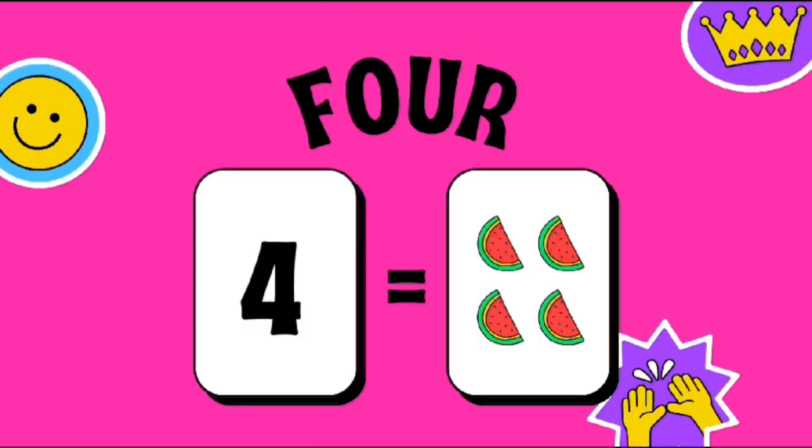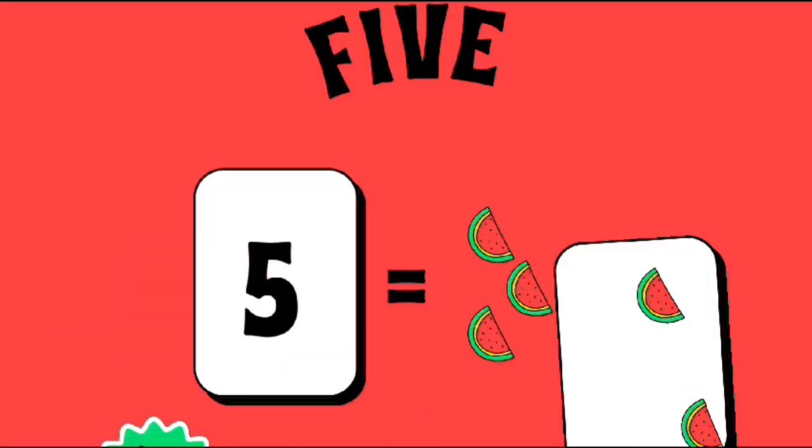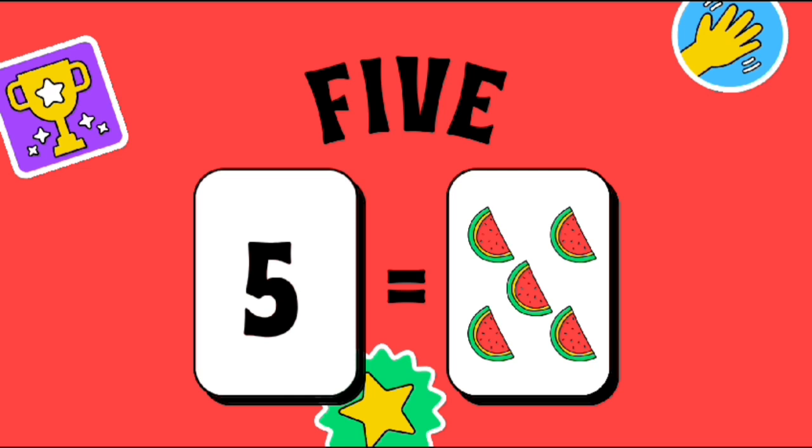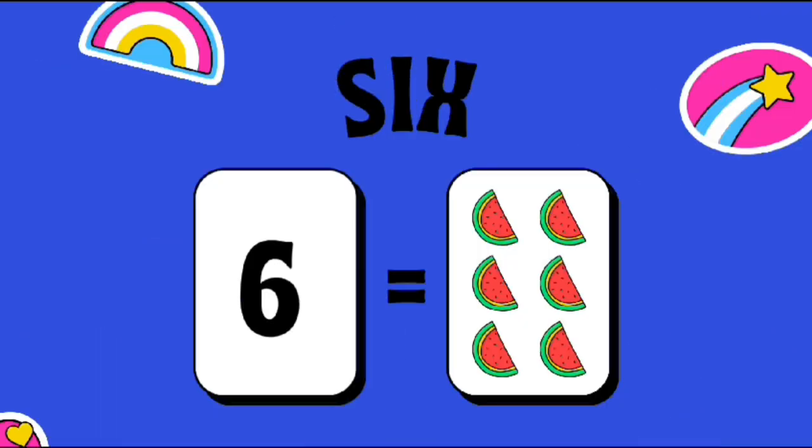1, 2, 3, 4. 4 watermelons. 1, 2, 3, 4, 5. 5 watermelons. Count: 1, 2, 3, 4, 5, 6. 6 watermelons.